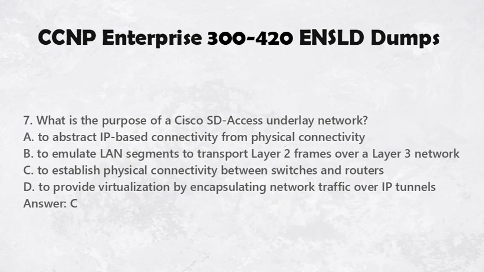7. What is the purpose of a Cisco SD-Access underlay network? A. To abstract IP-based connectivity from physical connectivity. B. To emulate LAN segments to transport Layer 2 frames over a Layer 3 network. C. To establish physical connectivity between switches and routers. D. To provide virtualization by encapsulating network traffic over IP tunnels. Answer: C.